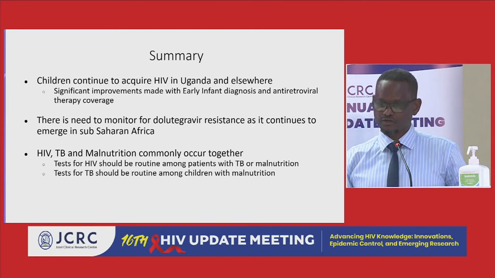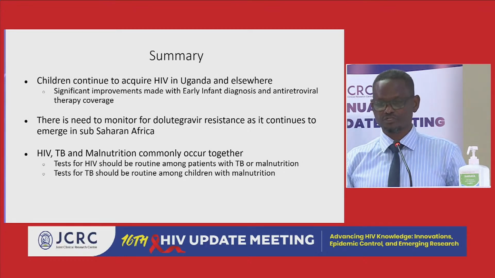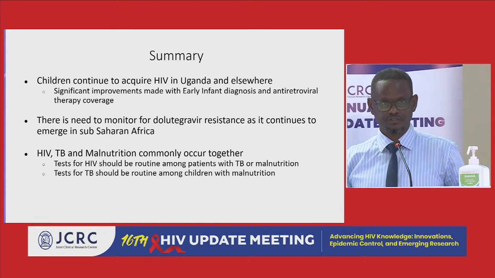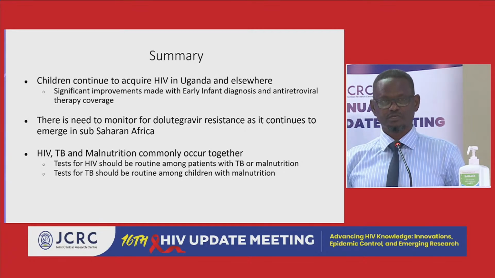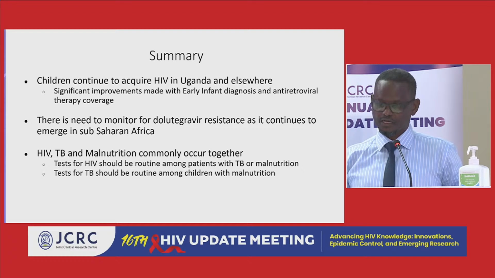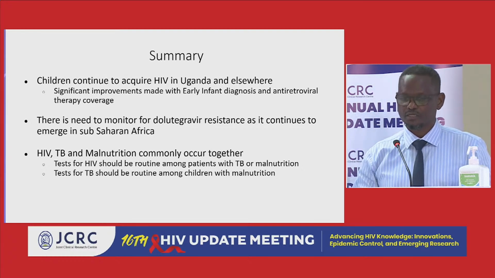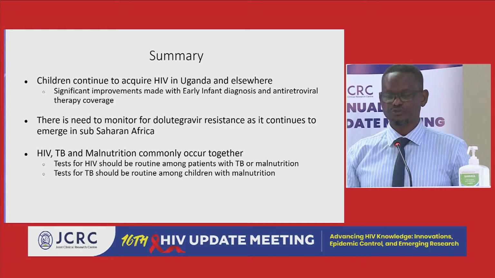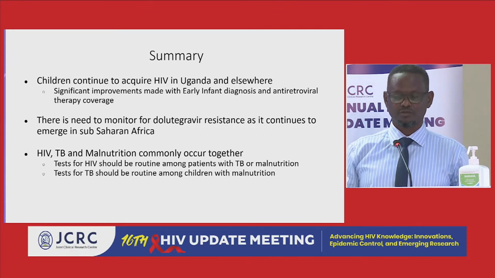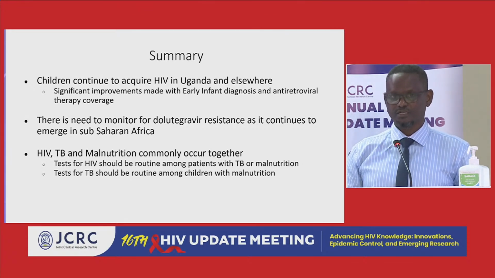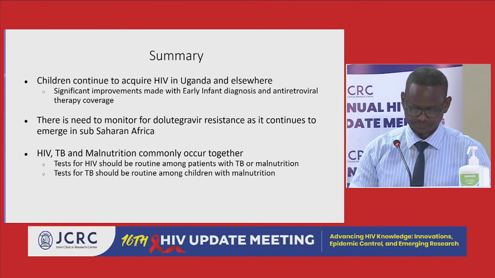So when you have patients who have TB or malnutrition, the HIV test should be routine. So when you see a malnourished child, you need to screen them for HIV. You see a child with TB, you need to screen them for HIV. And then also, tests for TB should be routine among children with malnutrition. So that means things like chest X-ray, GeneXpert, all those things should be done routinely in patients who are malnourished. So thank you very much for your time.